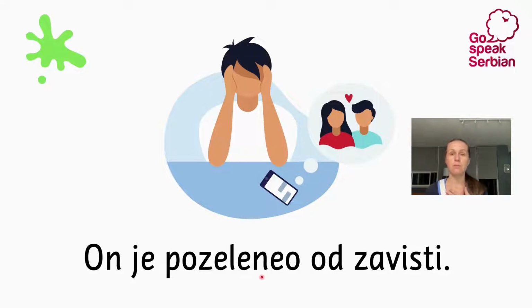Ja sam pozelenela od zavisti. I turned green with envy. I was very envious. Or, for example, we can use this verb in present tense and say ja pozelenim od zavisti kada vidim neku poznatu ličnost. I turn green with envy when I see a famous person.